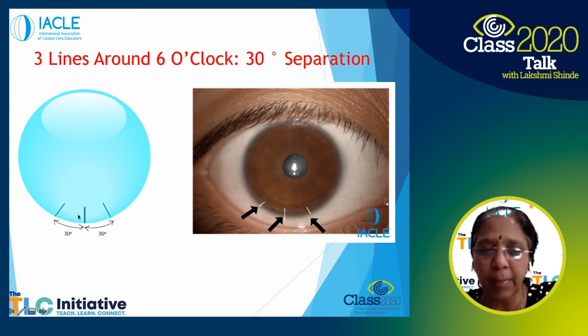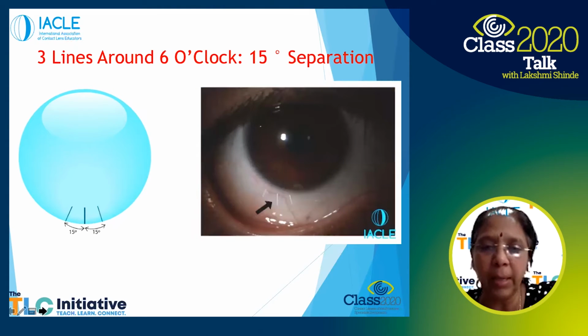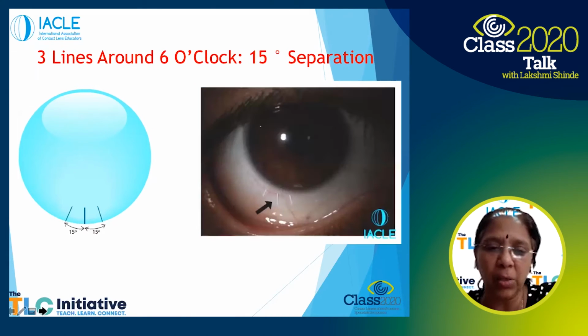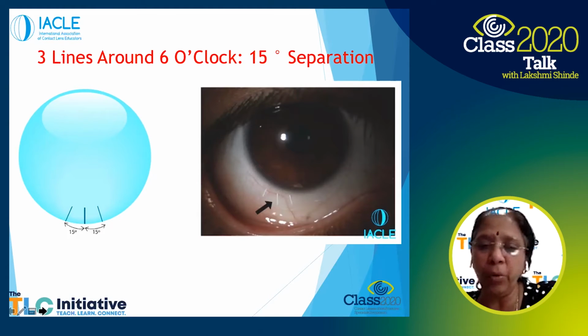gap between the scribe marks also varies. One company has it at 30 and the other one has it at 15. So it's very, very important to know all of this and to know what company is providing what kind of scribe mark and what the variation between them is. It's very important, as students, that all of you know what's available in the market and what the difference is in terms of the scribe marks as well, both as practitioners and as students.